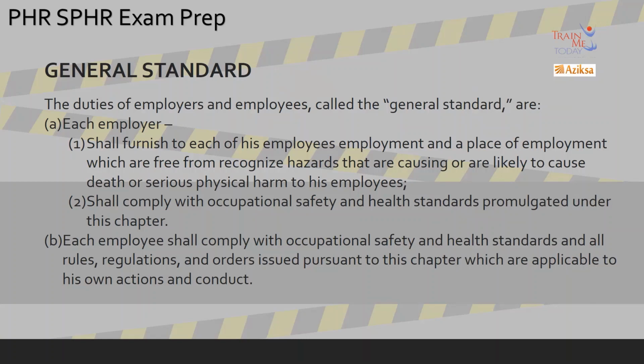They are: each employer shall furnish to each of his employees employment and a place of employment which are free from recognized hazards that are causing or are likely to cause death or serious physical harm to his employees, and shall comply with occupational safety and health standards promulgated under this chapter. Each employee shall comply with occupational safety and health standards and all rules, regulations, and orders issued pursuant to this chapter, which are applicable to his own actions and conduct.